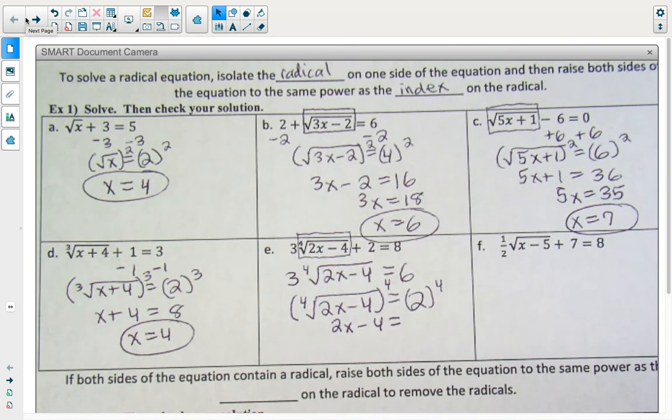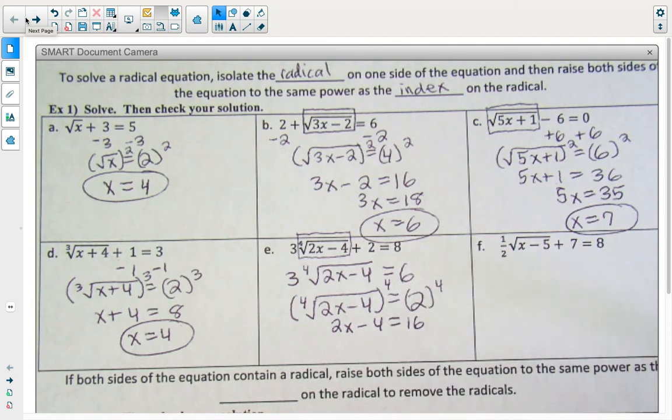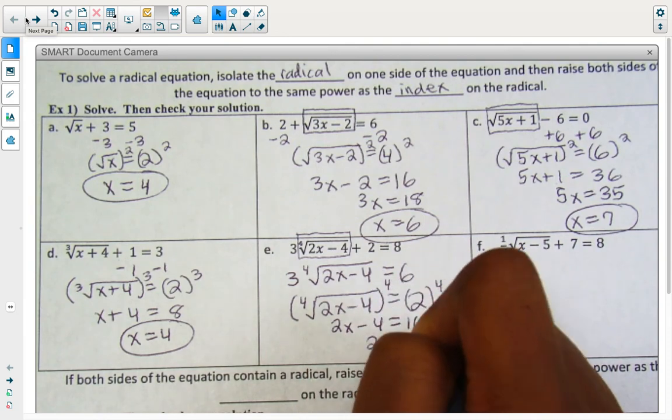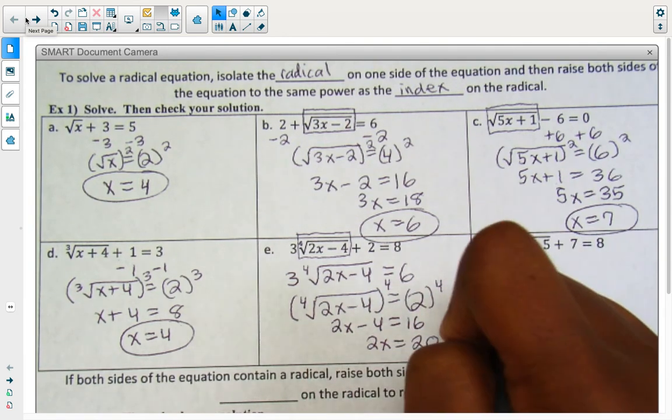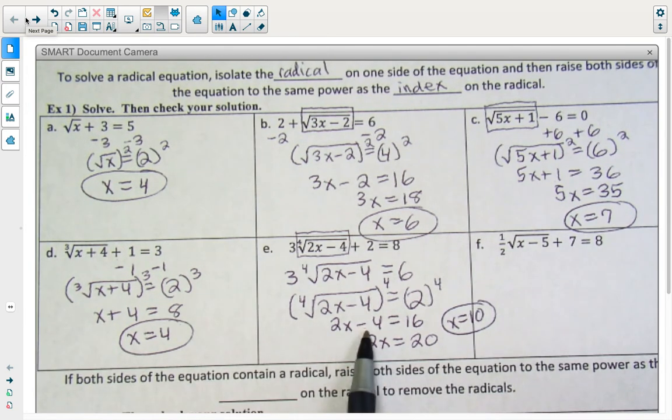2 to the 4th power is 16. Again, not doing 2 times 4. That's incorrect. That's 2 to the 4th power. 2 times 2 times 2 times 2. We're going to add 4 to both sides. And 20 divided by 2, I got x equals 10. So add 4 to both sides.